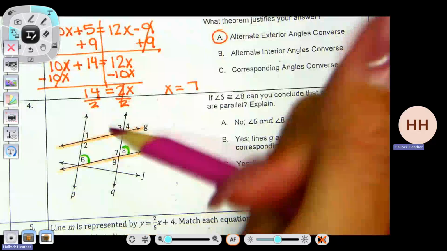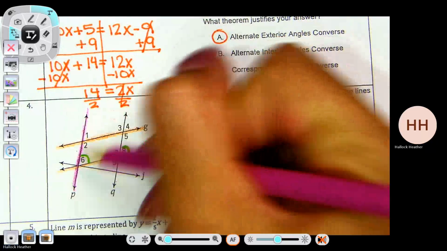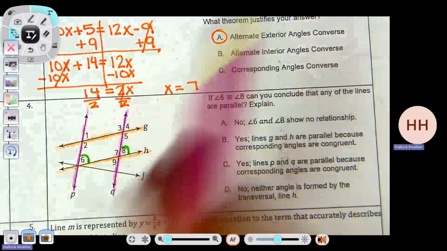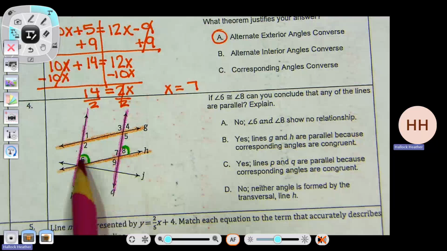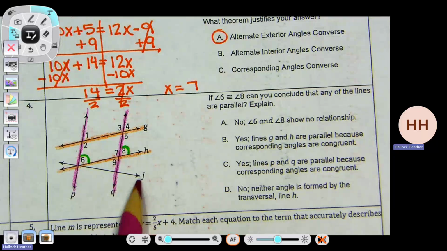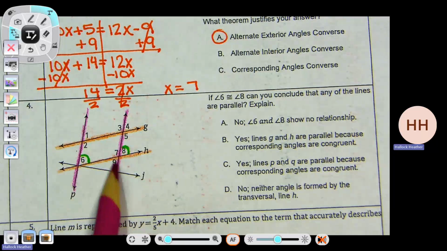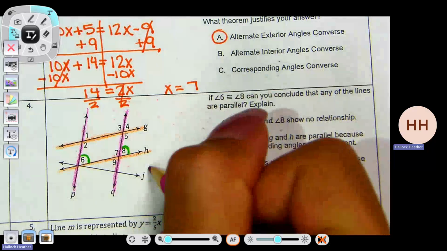If I color these ones, P and Q, they both fall on P and Q. J is neither because 8 does not fall on either of them. So that one's automatically out.